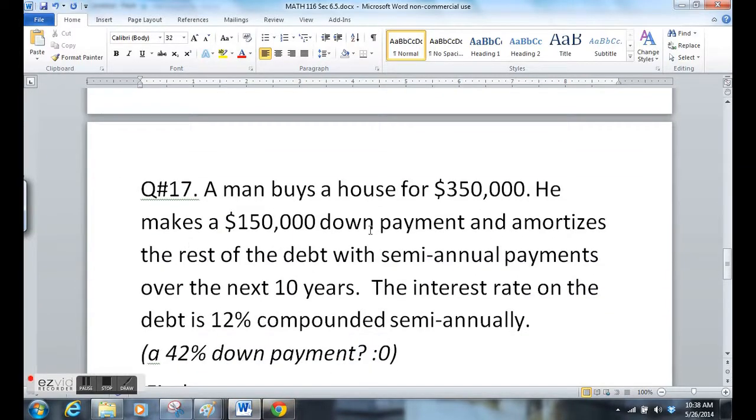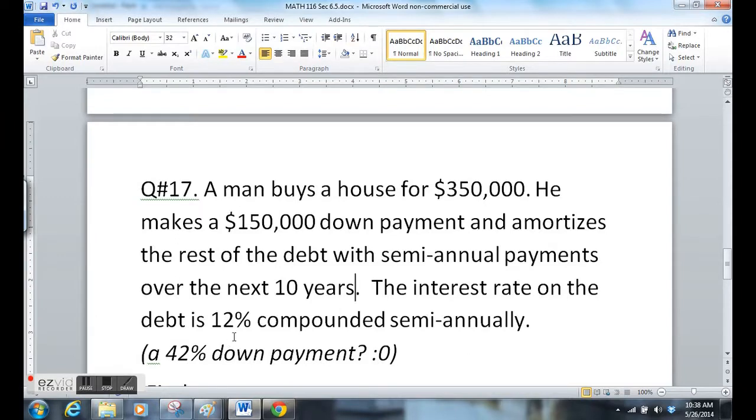Question number 17. A man buys a house for $350,000. Okay, kind of reasonable. He makes a $150,000 down payment and amortizes, so he takes a loan out for the rest, with semi-annual payments, so he's paying every 6 months, which is a little rough, but okay, for 10 years.